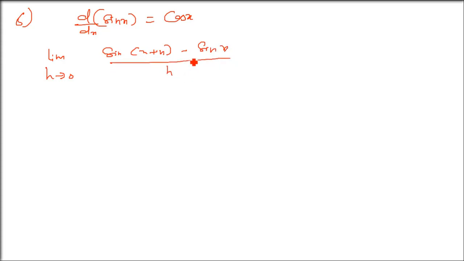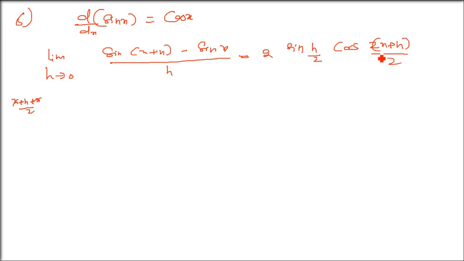Sin c minus sin d formula. As I told you already earlier, it will be 2 sin of (c minus d) by 2 times cos of (c plus d) by 2. So 2 sin of (c minus d) by 2: x plus h minus x, x gets cancelled, it will be h by 2, so sin h by 2. And cos of (c plus d) by 2: x plus h plus x by 2, so cos of (2x plus h) by 2.